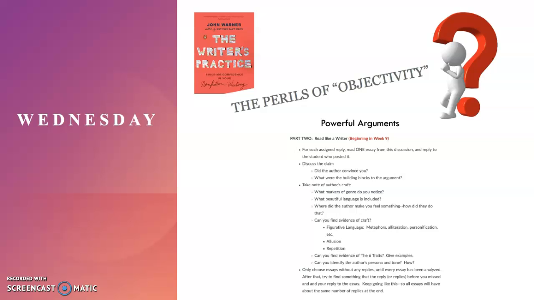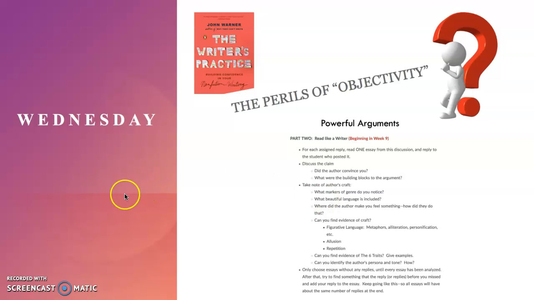Then on Wednesday you have a quiz. So there are a few pages in the writer's practice that you're going to be reading, and the section is called The Perils of Objectivity, and you're going to be taking a little quiz on that. And then you're going to go back to that discussion board of powerful arguments where you posted a brilliant argument to that discussion board this week. You're going to go back and you're going to read one argument, and you're going to do that as a read like a writer, and then you're going to do a reply to that argument.